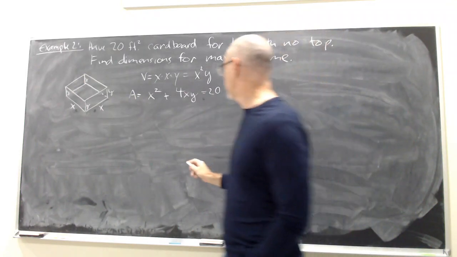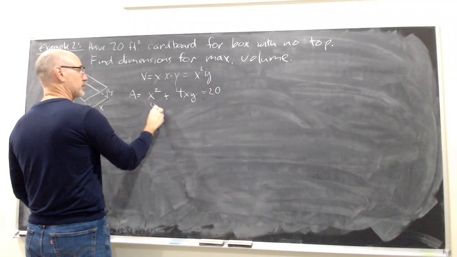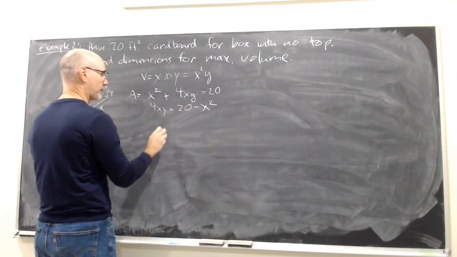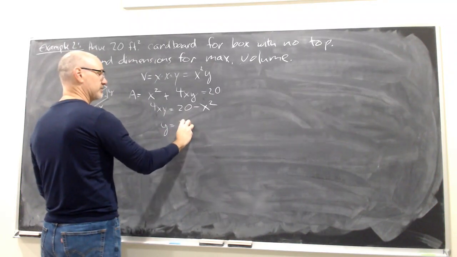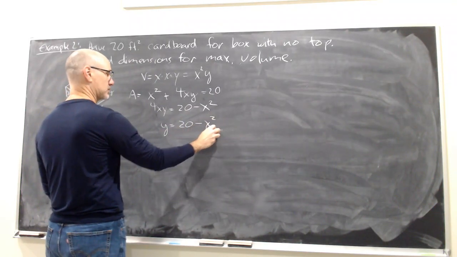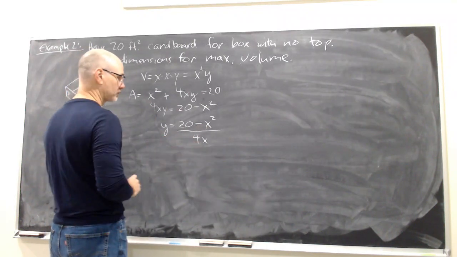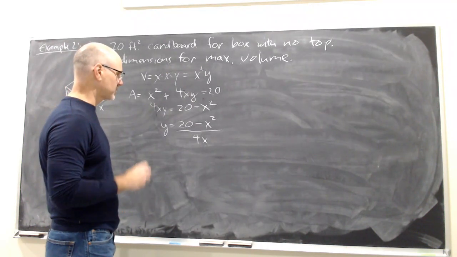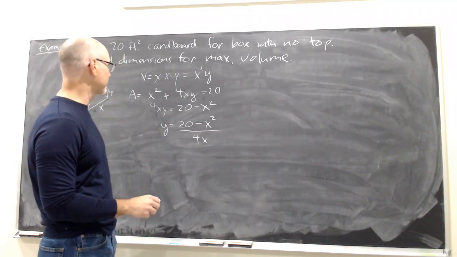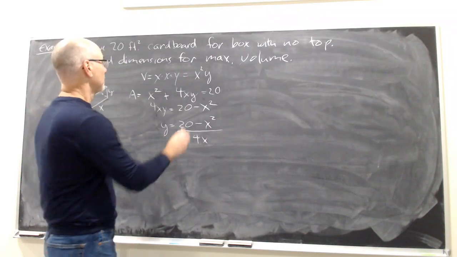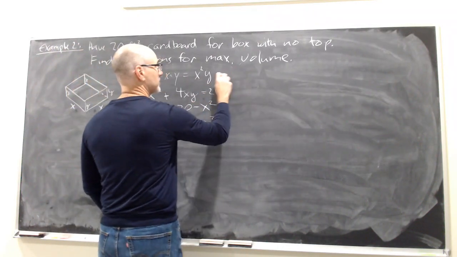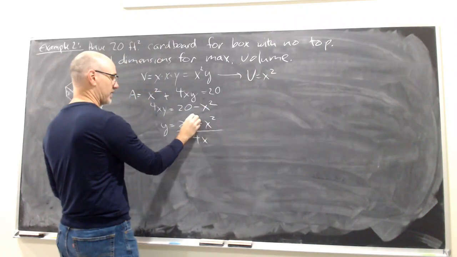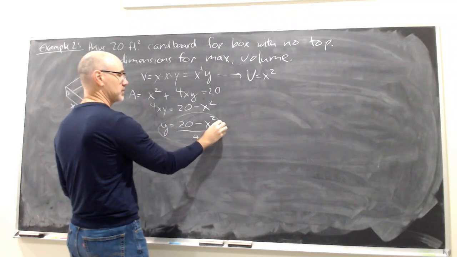So I want to use this constraint to get y in terms of x. So I'm going to move the x squared over, and then I'll divide both sides by 4x. We could rewrite this, but maybe it's just as easy to leave it for now, and then we'll do a little bit of algebra after we make a substitution. All right, so I'm going to take my volume equation, and in place of the y, right, I'm going to use this value.